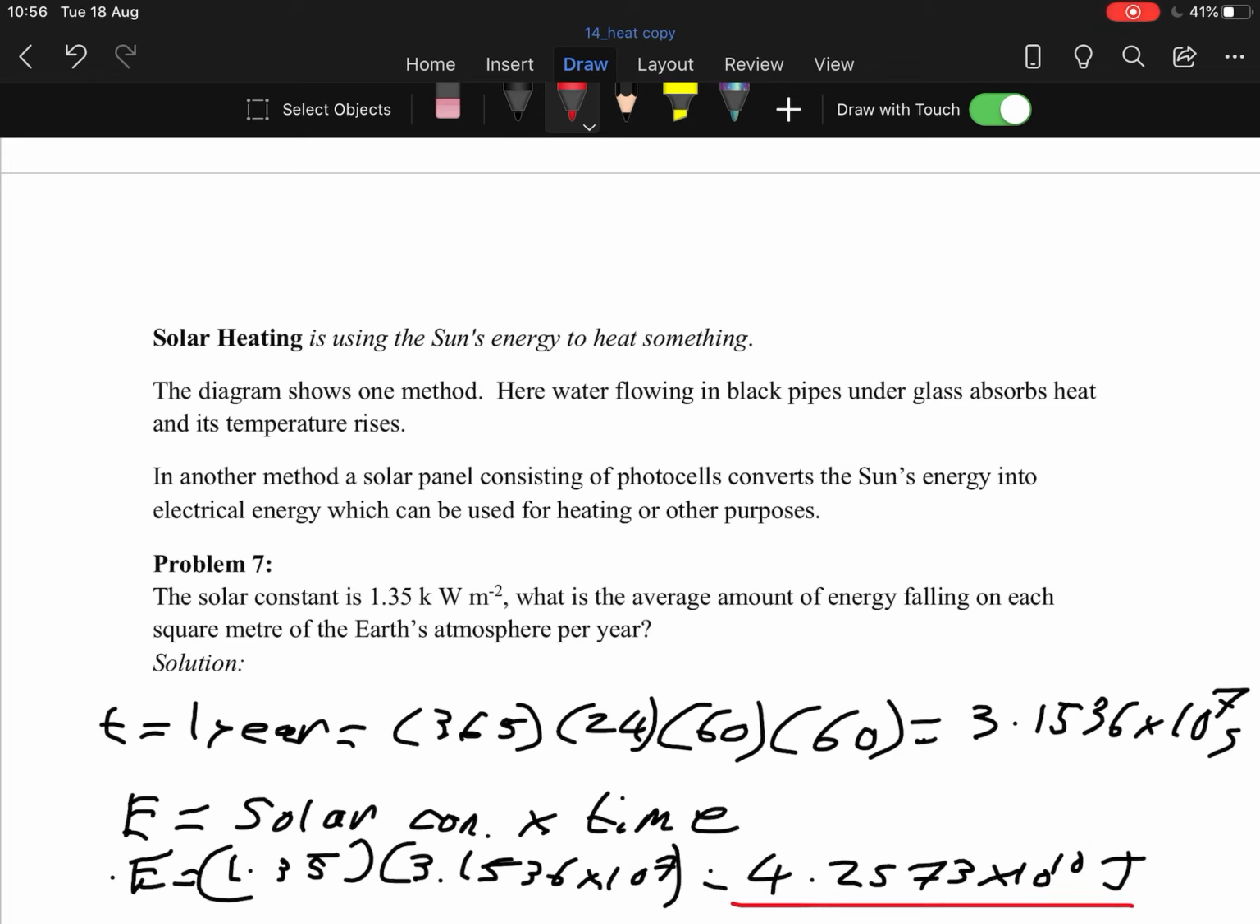That's all they ever really do, guys. They'll give you the average of each square meter of the Earth's atmosphere. They give you a time. They say how much energy falls on the Earth in 2 years, 3 years, 6 months, etc. That's kind of generally it. Okay, that's the end of the topic of heat.